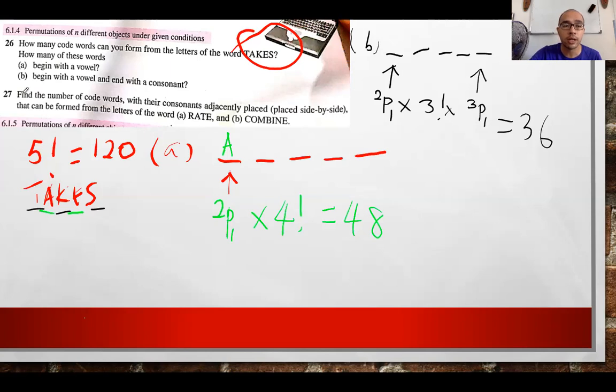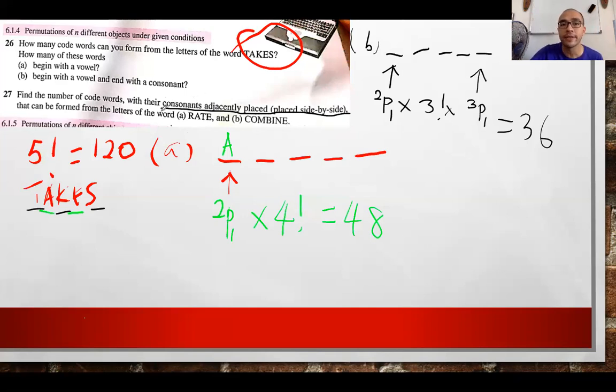Let's look at the question first. 27. Find the number of code words with their consonants adjacently placed. Adjacently placed means placed side by side. That can be formed from the letters of the word READ and COMBINE. So this is the condition. We want to permutate everything. We want to have all the 4 letters for READ and all the 7 letters for COMBINE.